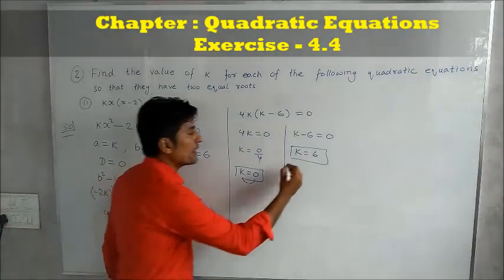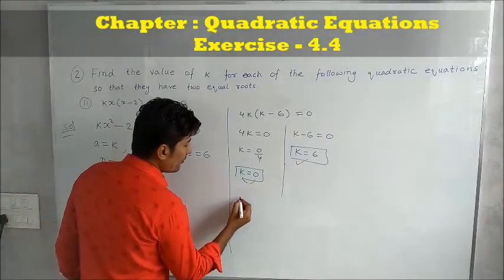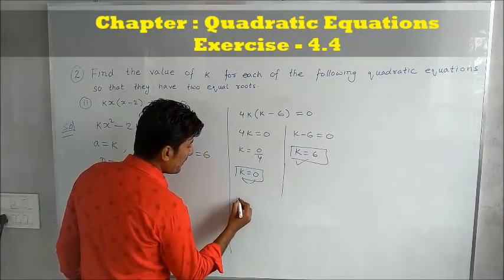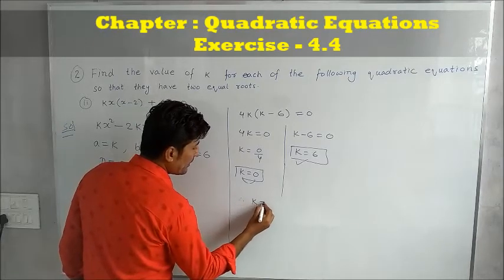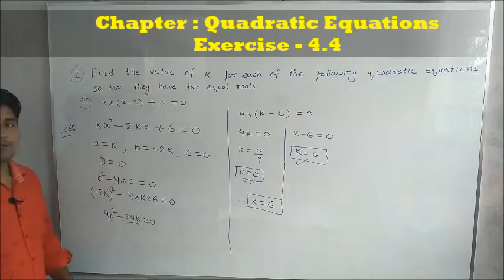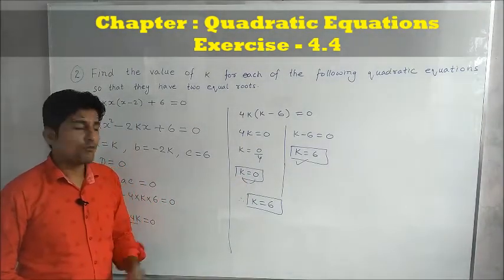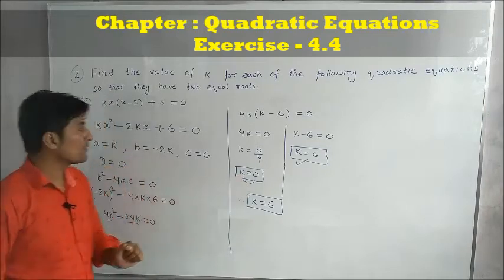So we must take k equals 6. So the final solution, hence k equals 6 is the solution of this question. Again I am repeating, we will not take k equals 0. Why are we not going to take k equals 0?